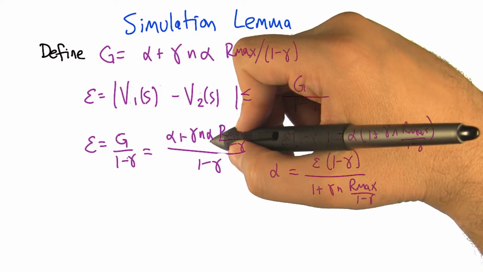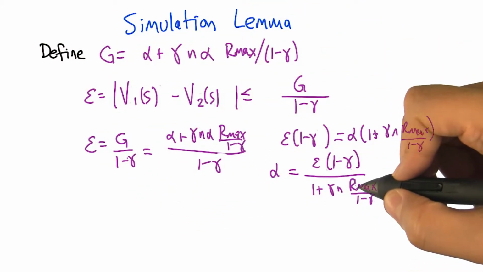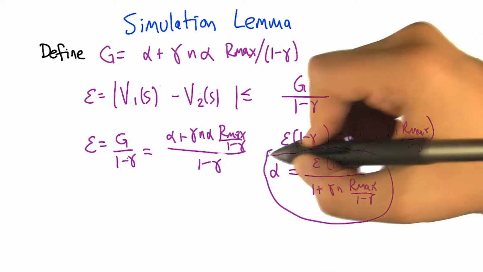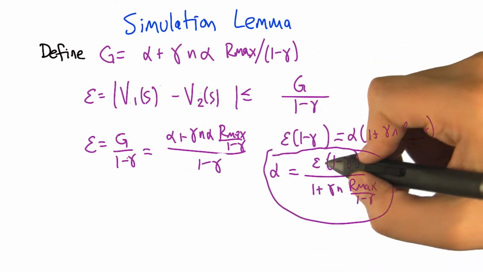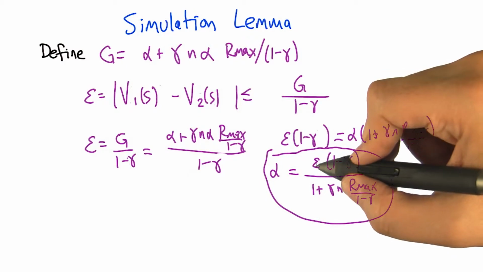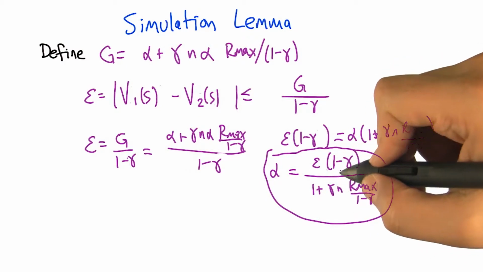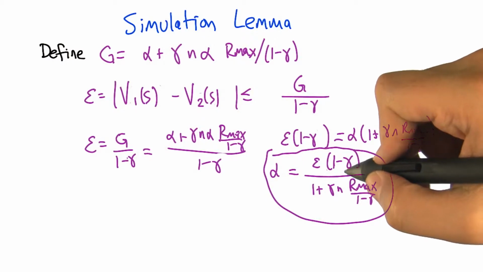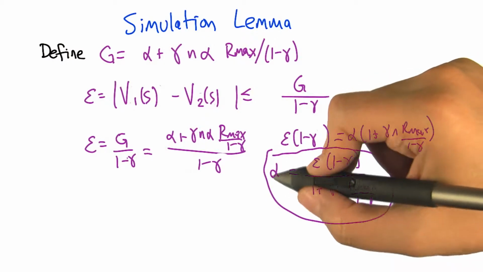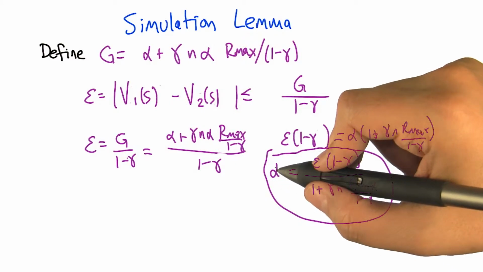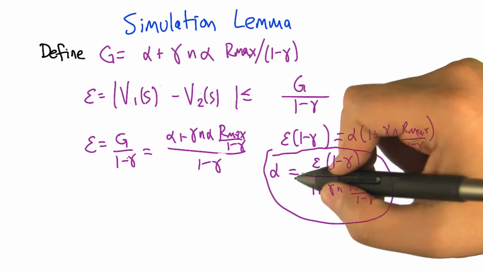So this is me now solving for alpha, and we end up with this expression here, which says that we need to take the epsilon that we want, how close we want the values to be, and then transform it in various ways, actually make it a heck of a lot smaller. And that gives us how accurate we need the estimates of the transitions and rewards to be so that we know that we're going to be that close in terms of the value.